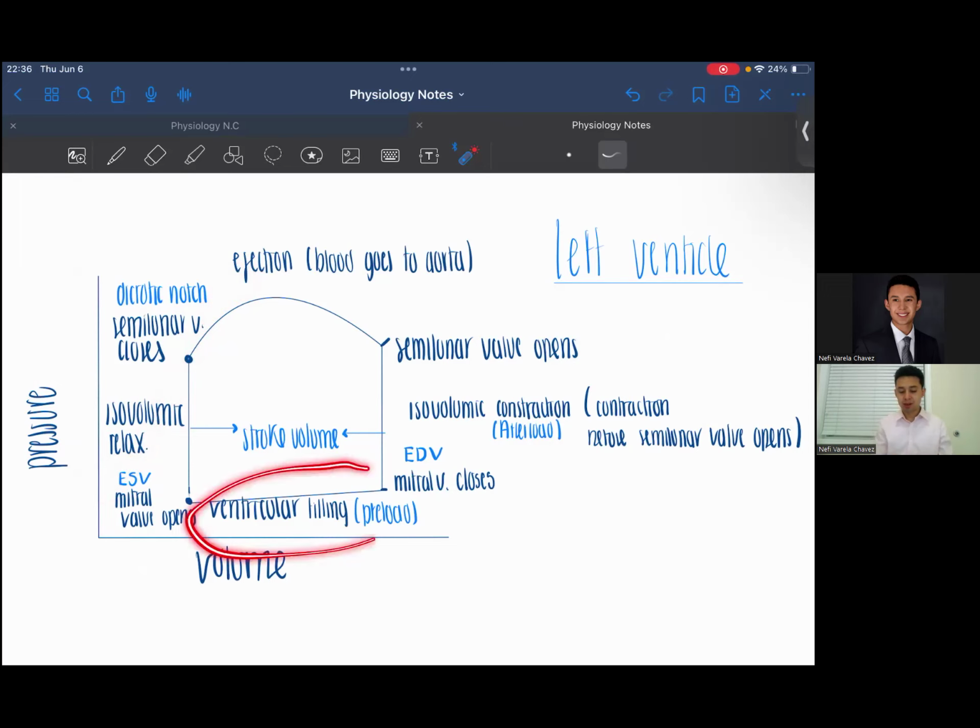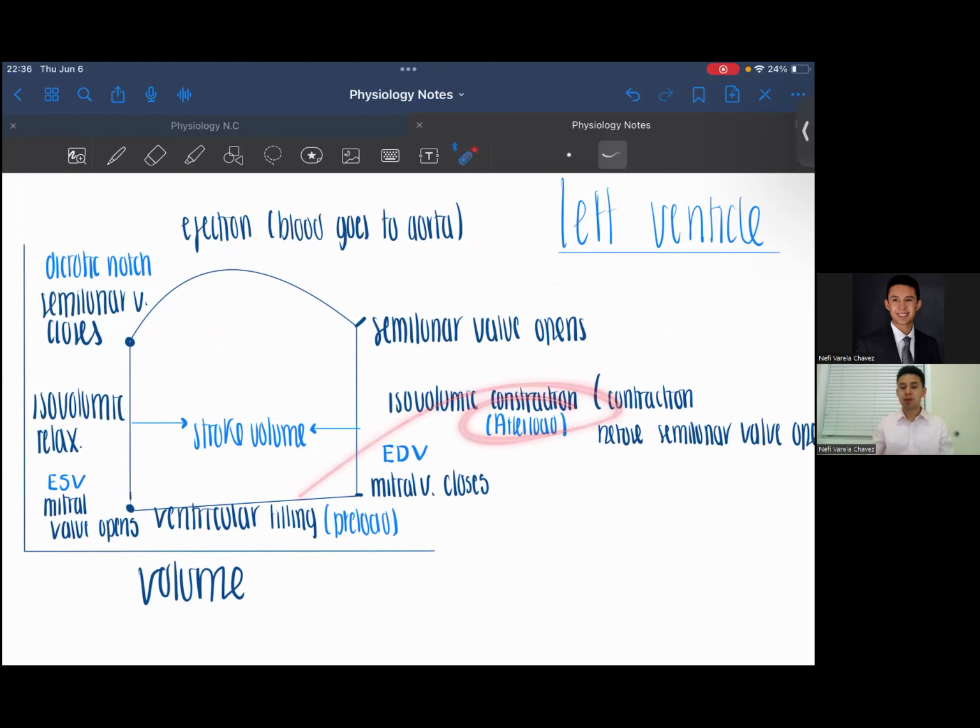Something else, preload is going to be dependent on the flow of the blood to the heart. And the afterload is going to be determined by our blood vessels, okay? Vasoconstriction, vasodilation. Of course, if we have a constricted vessel, we're going to need more strain to open the semilunar valve. So it has something to do with vasoconstriction and vasodilation.